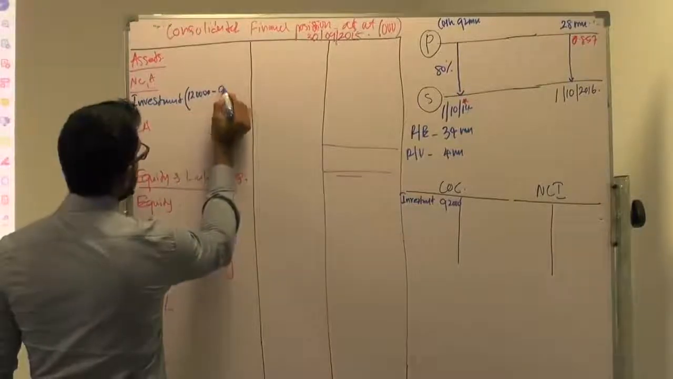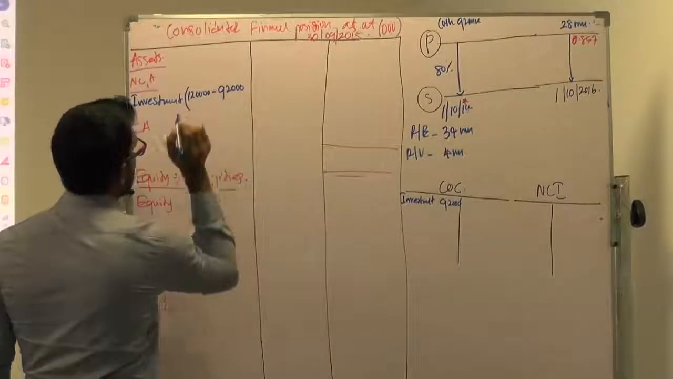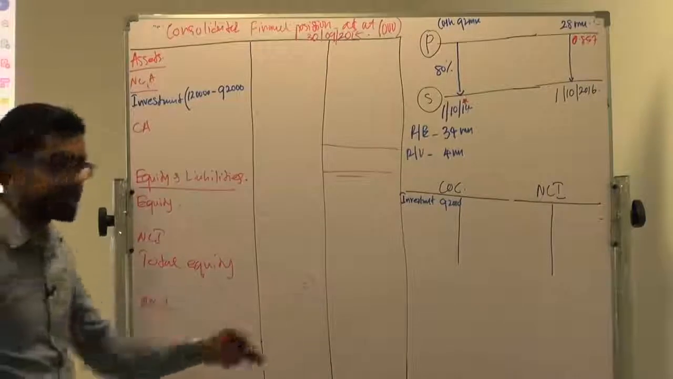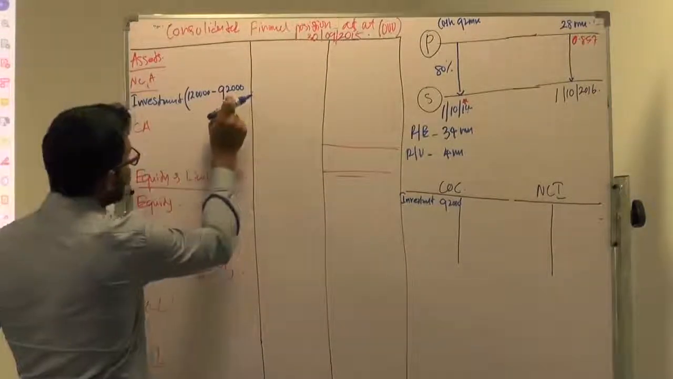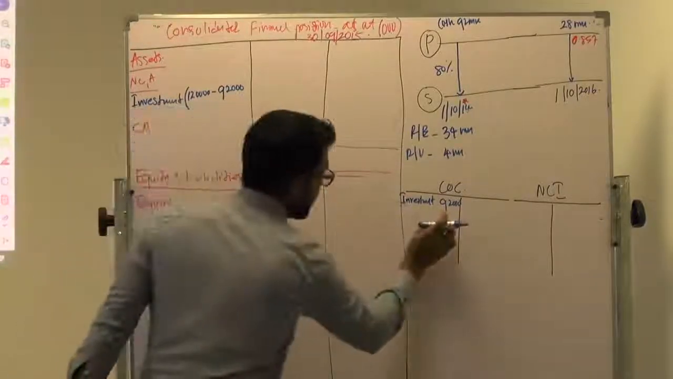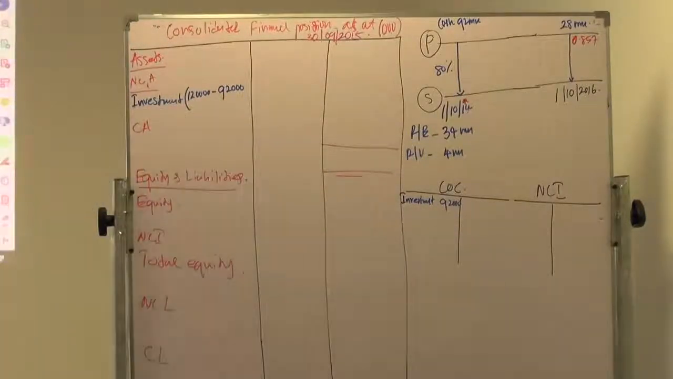Credit means I am taking it right from there, 92. This is a debit balance, no? Credit it means minus it. Credit investment 92 million and debit cost of control account. Clear? Fine.